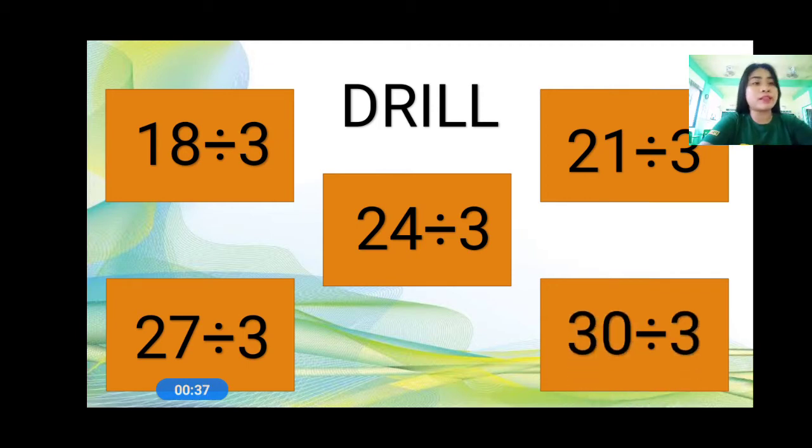18 divided by 3 equals 6. 21 divided by 3 equals 7. 24 divided by 3 equals 8. 27 divided by 3 equals 9. And 30 divided by 3 equals 10.